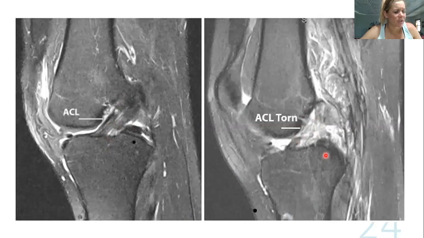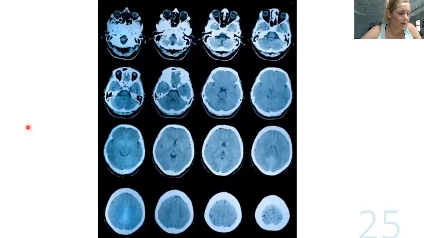MRI produces high contrast images of soft tissue. So we're able to take a look at some of these soft tissues that surround the knee, that surround these bones, in order for us to understand what's going on with them. Here's a CT scan. It's a computed image.